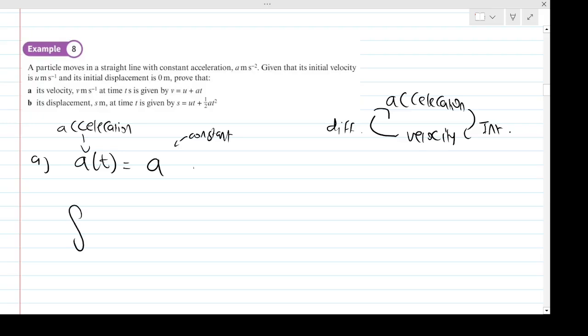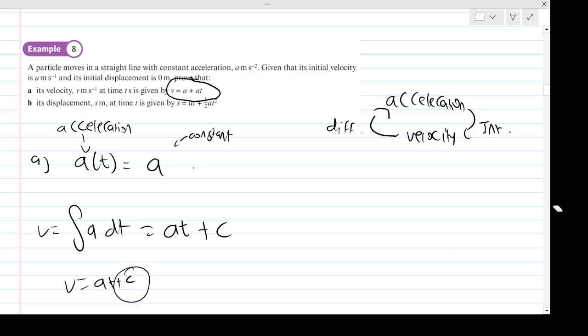Okay, so we're going to need to integrate to velocity. So the integral of a dt. I'm integrating my acceleration with respect to time. Well, again, it's just a number, so just add a t on when we integrate. There's a t, and then plus my c. And so that's my velocity: at plus c. So hopefully you can recognise we're pretty much at the formula, but we just got this plus c.